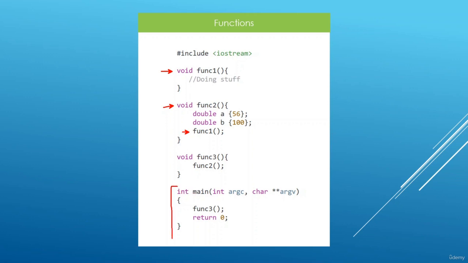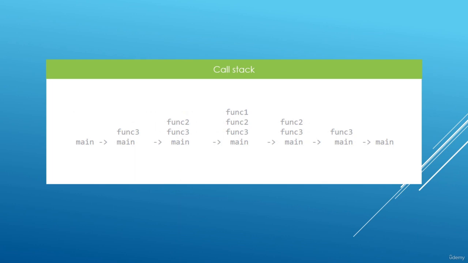And in our main function, we're going to call func3, which is going to trigger a chain of function calls here. So func3 is going to call func2, func2 is going to call func1, and we're going to see all these functions called on our call stack. When we do something like this, we will have a situation like this.